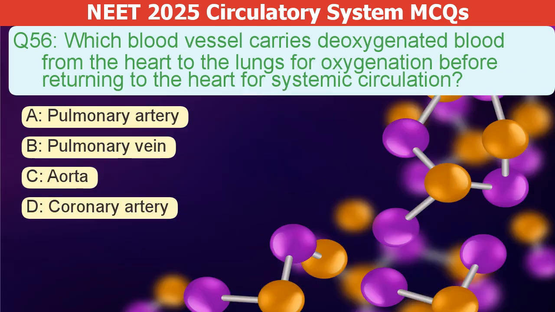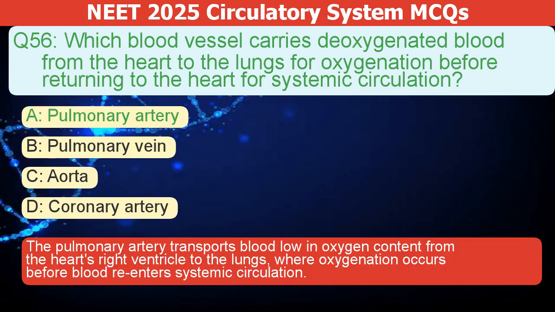Which blood vessel carries deoxygenated blood from the heart to the lungs for oxygenation, before returning to the heart for systemic circulation? A. Pulmonary artery. B. Pulmonary vein. C. Aorta. D. Coronary artery. The correct answer is A. The pulmonary artery carries oxygen-poor blood from the heart's right ventricle to the lungs. There, the blood gets oxygen before returning to the body.